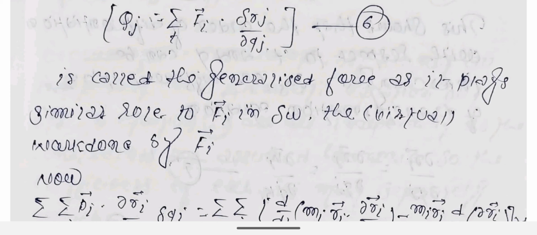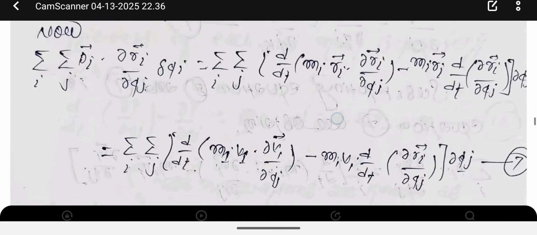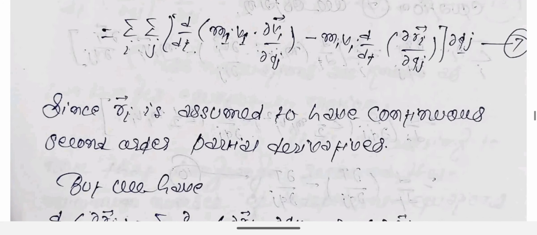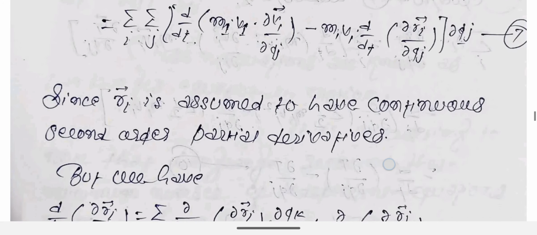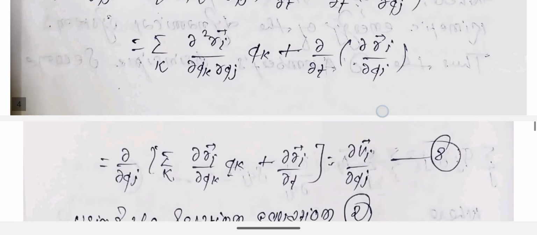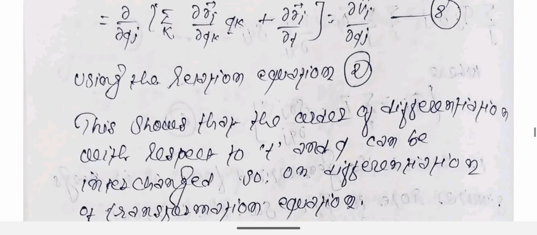Qj is called the generalized force, as it plays a similar role to Fi vector in del W, the virtual work done by Fi vector. And then, friends, you obtain equation 7. We can see that since Ri is assumed to have continuous second order partial derivatives, we have again, you can see now, and then you obtain equation 8 using the relation in equation 2. This shows that the order of differentiation with respect to t and qj can be interchanged.